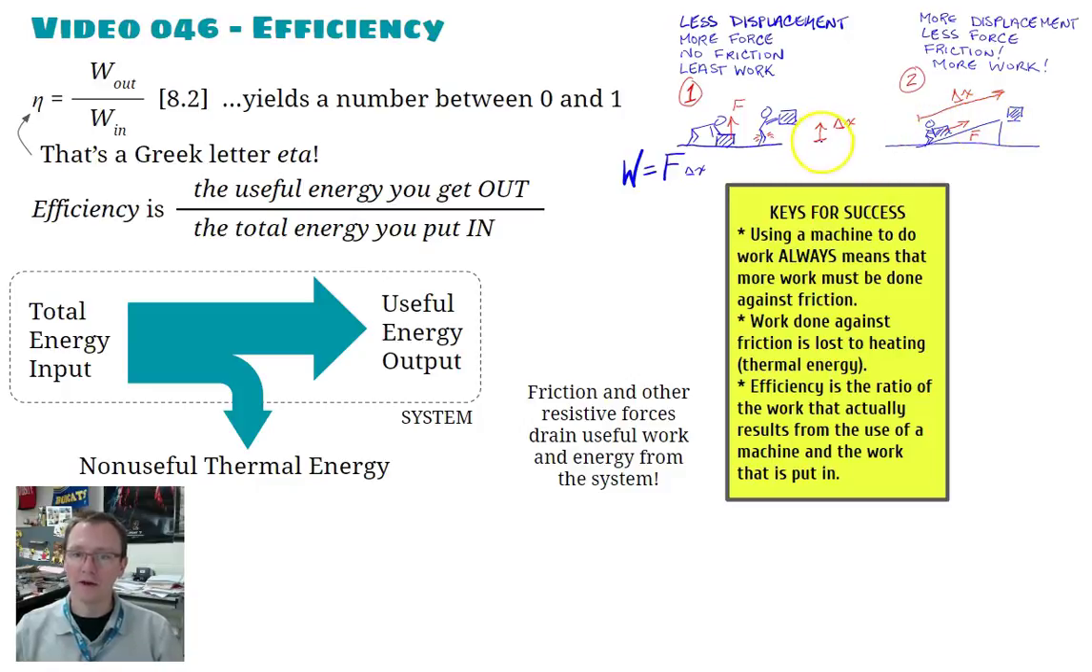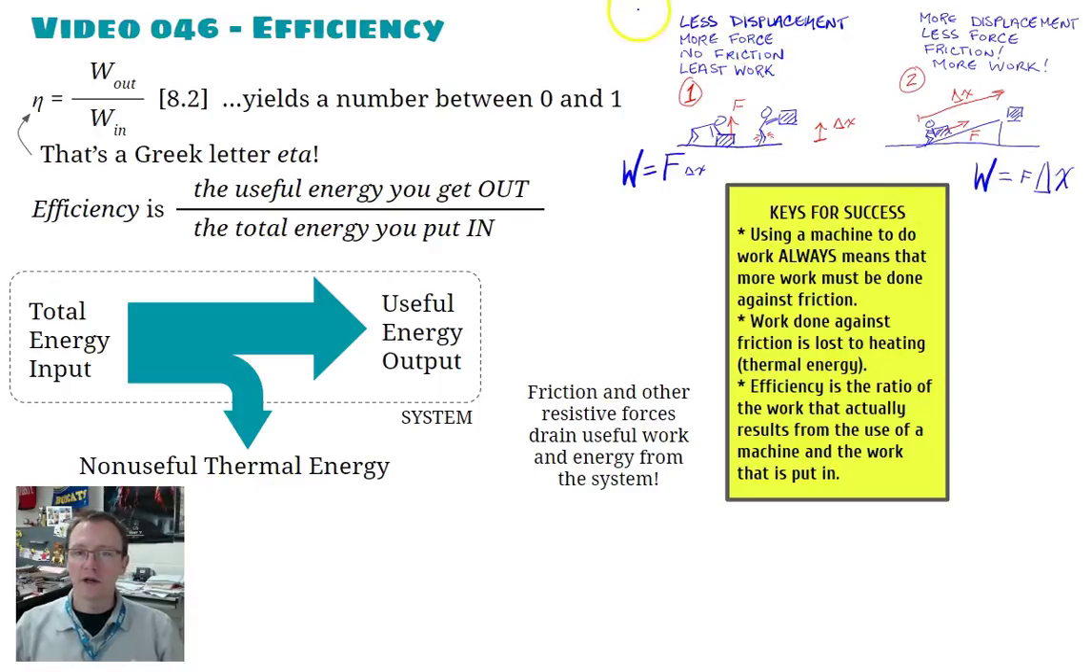Notice, in the end, I get it to the same height, so the end result is the same. But look at what I have to do to be able to do that. I apply a much smaller force as I slide it up the ramp over a much larger displacement. And so you can see that the work done here and the work done here are going to be different. In fact, if I were going to write it out, I could say the work here would be a much smaller force multiplied by a much larger displacement. So hopefully that makes sense. So you can see big force, small displacement, small force, big displacement.